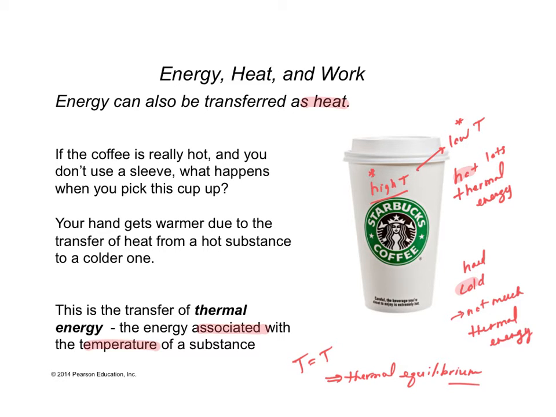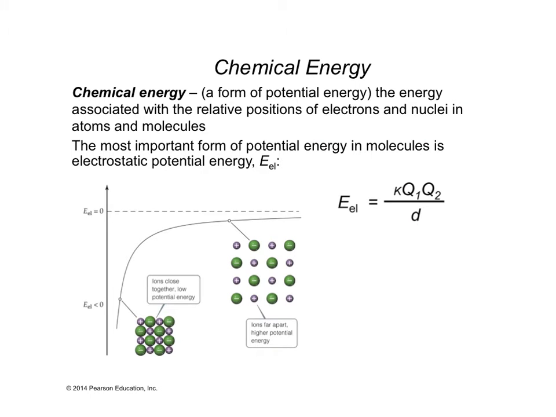Okay, so again, we'll see this transfer from things that are hot to things that are cold until both things have the exact same temperature, and we are at thermal equilibrium. Okay, so that is another type of energy. So we've got potential, kinetic, thermal energy. One more with respect to chemical reactions and chemical systems is what we call chemical energy.